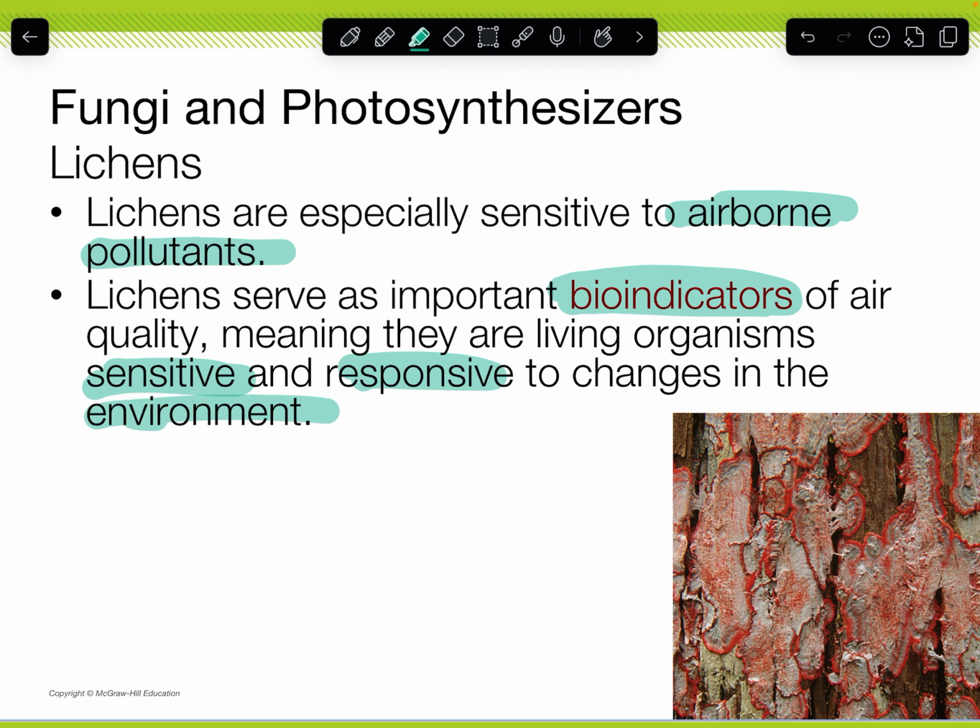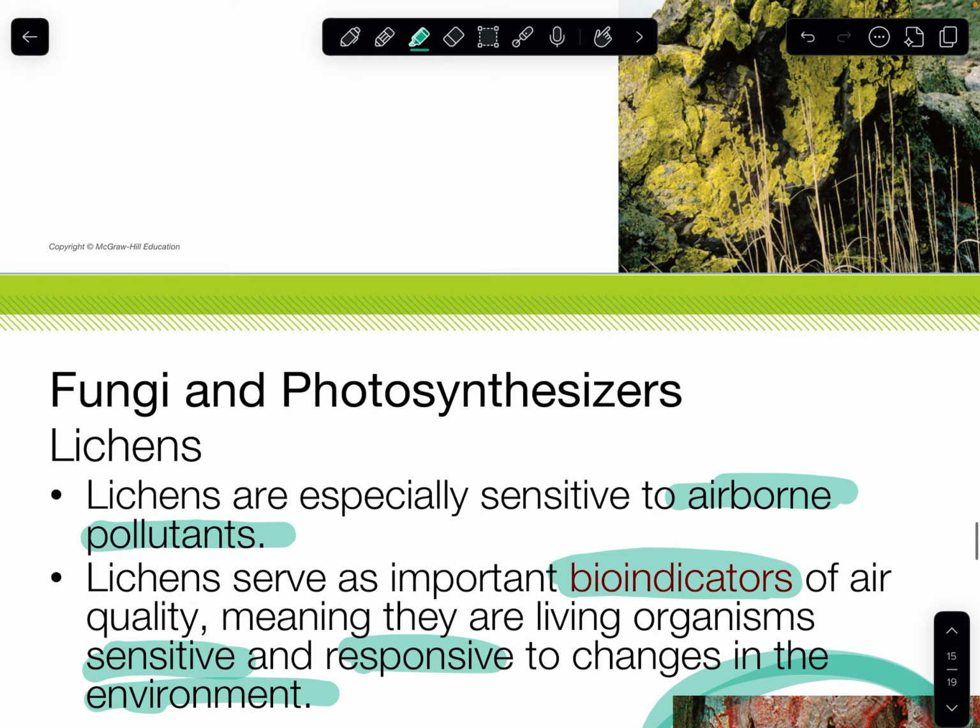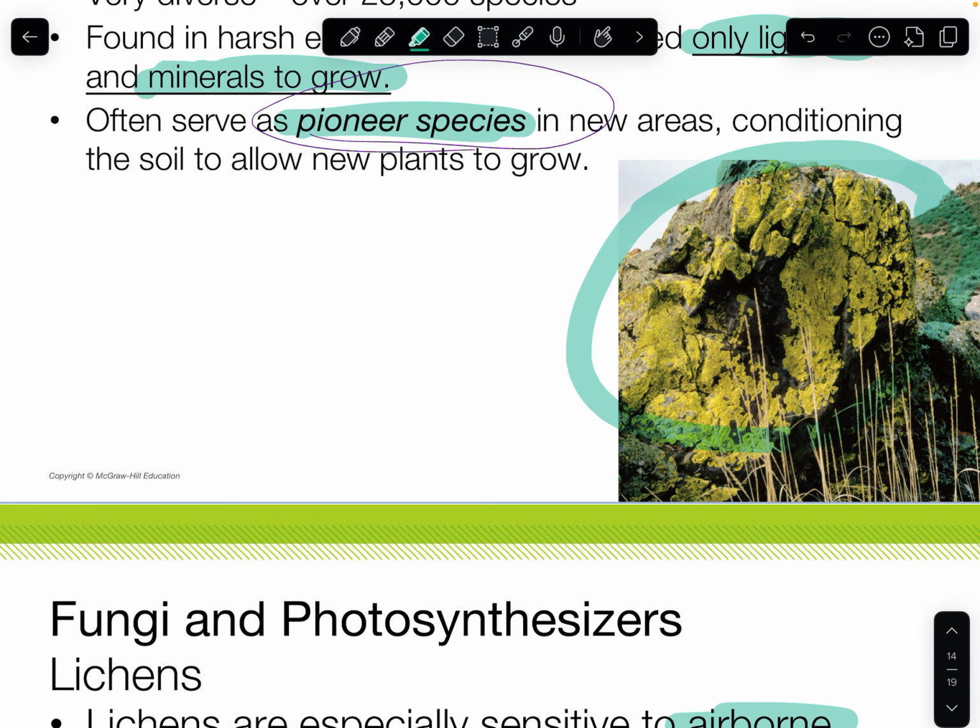So over here would be an example of when a lichen actually starts changing color because of pollution in the air. It starts turning this really weird red color. For reference, this is what it should look like.